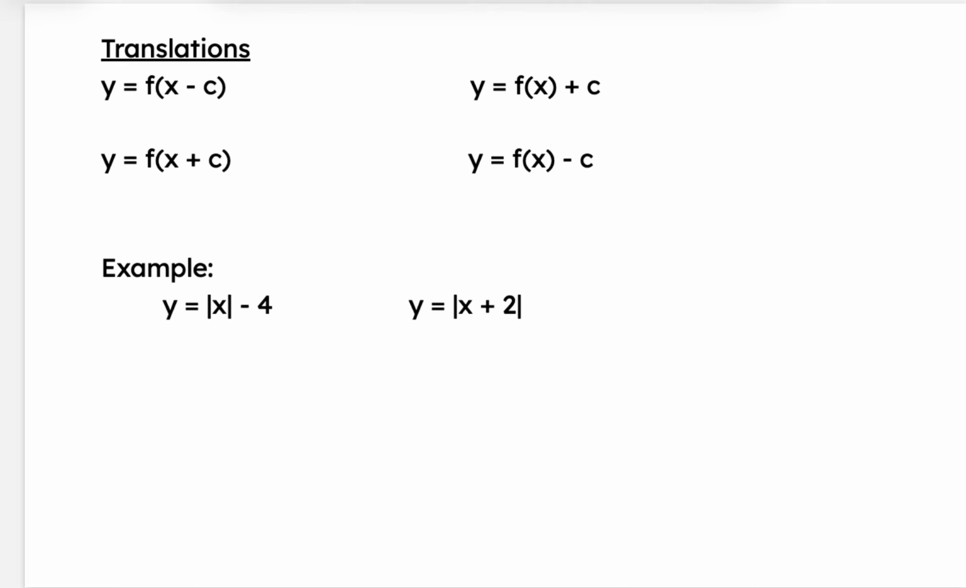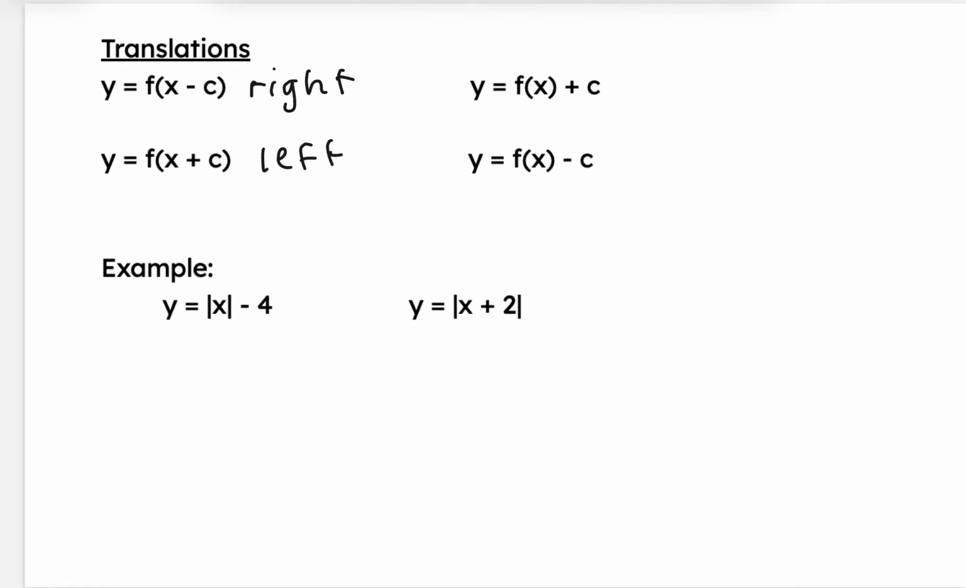So starting with translations, if we have a value inside the parentheses with the x, or inside the absolute value, or inside the square root, that is going to shift it to the left or right. And what we need to remember is that it's actually opposite of what we would think. So if it's minus c, that's going to move it to the right. And if it's plus c, that's going to move it to the left.